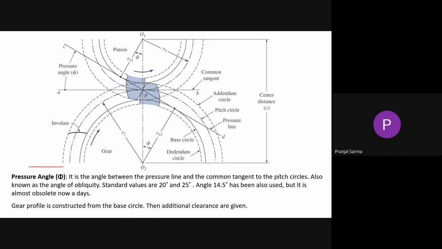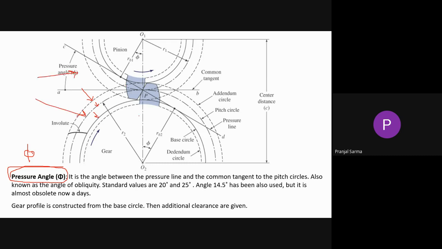So now we'll see, previously also we have discussed, there is a very important angle which is associated with gear design, that is known as the pressure angle, in general denoted by phi. If you see this particular figure, we are showing the different circles which are associated, like the addendum circle, the pitch circle, and so on, for both the mating gears.